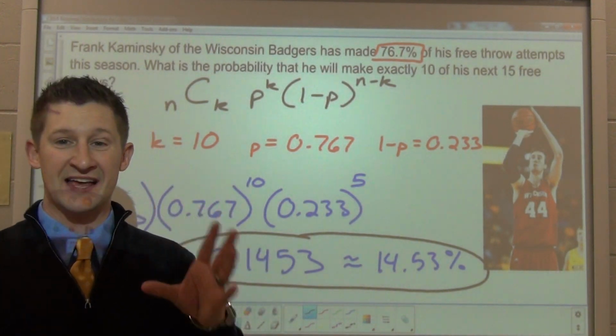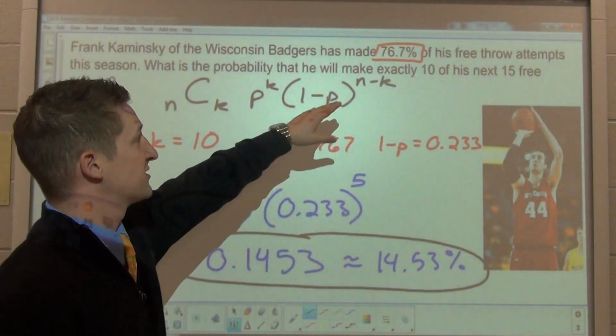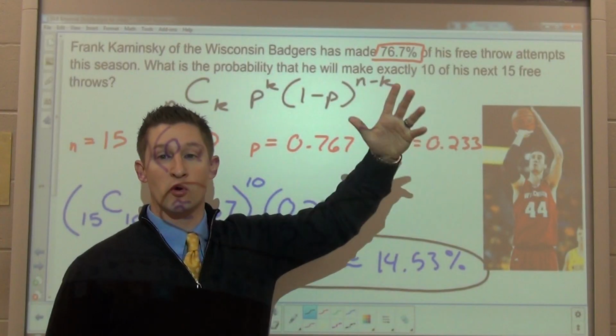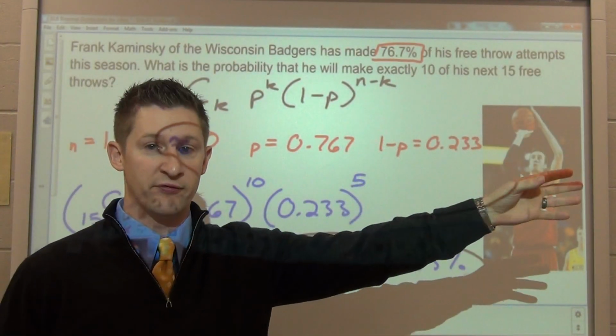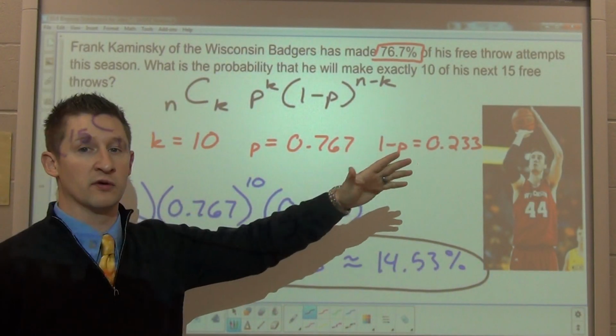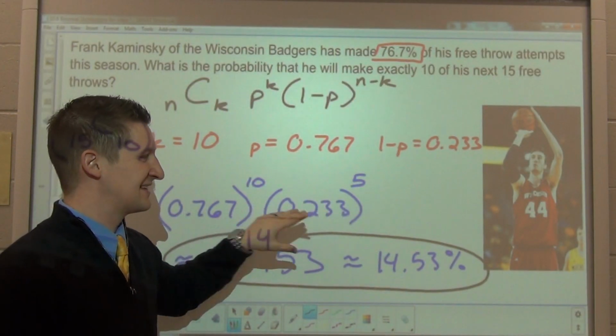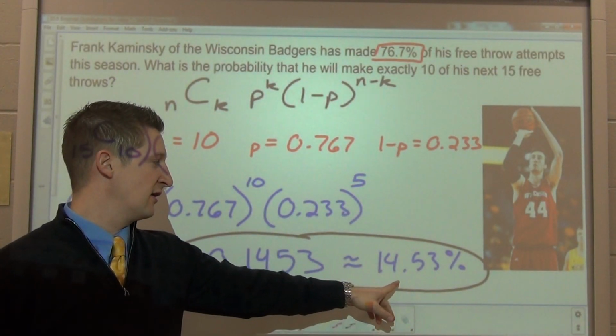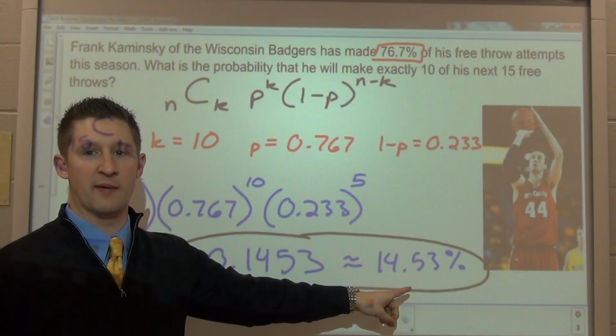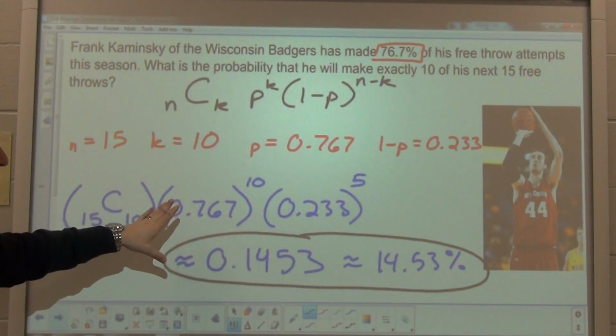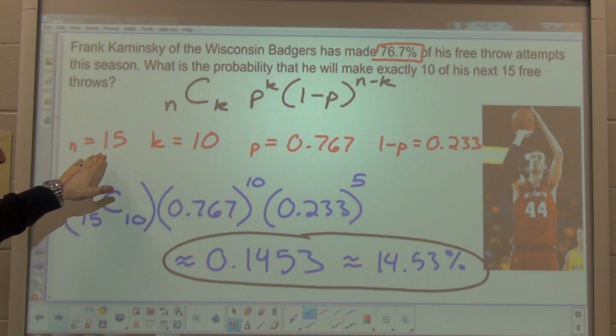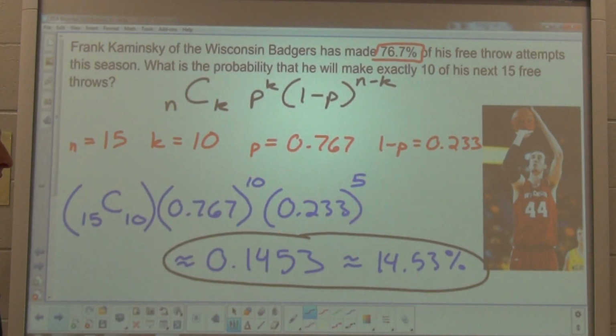Well, that's exactly 10 out of 15. Shooting this kind of percentage, you'd probably expect him to make more, closer to 12 out of 15, or maybe even 13 out of 15, or something like that. So this is just saying exactly 10 out of 15. He's got about a 15% probability of that happening. So, some goofy stuff, but again, as long as you're careful with identifying the different parts of a binomial experiment, you can use this formula to find the probability of k successes occurring.